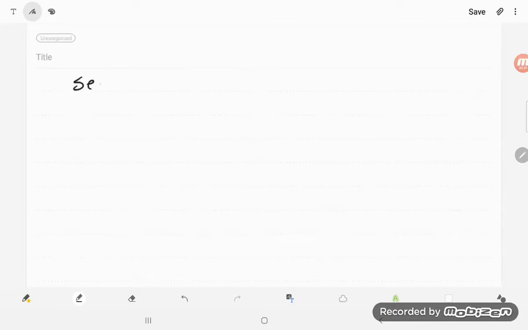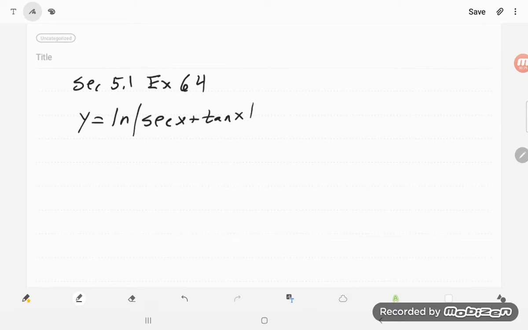So here's section 5.1, exercise 64. And in 64, I have y equals the natural log of the absolute value of secant x plus tangent x. Now this looks pretty nasty.